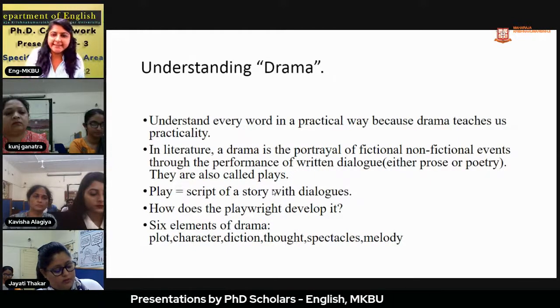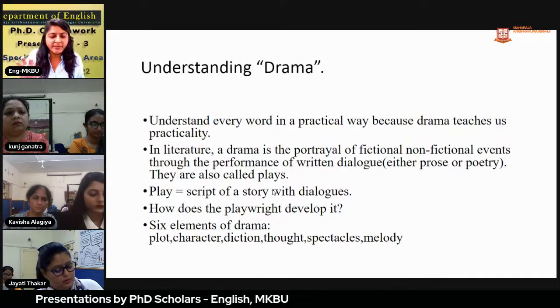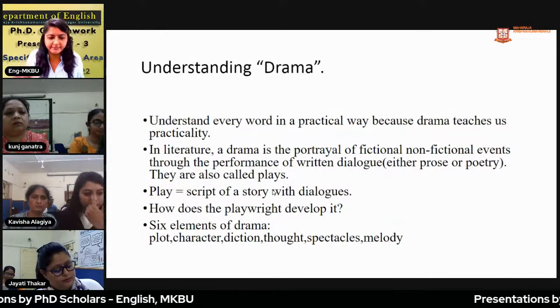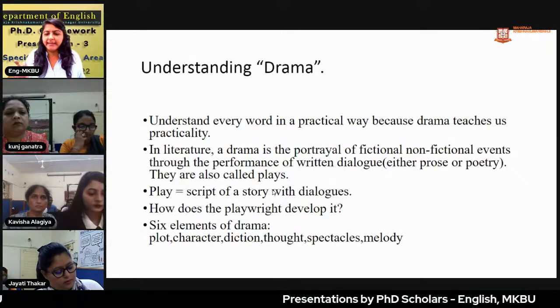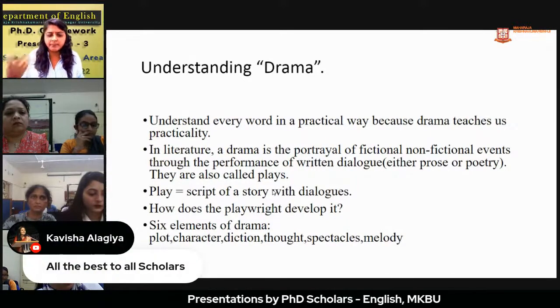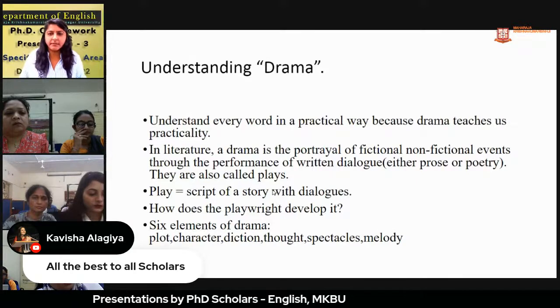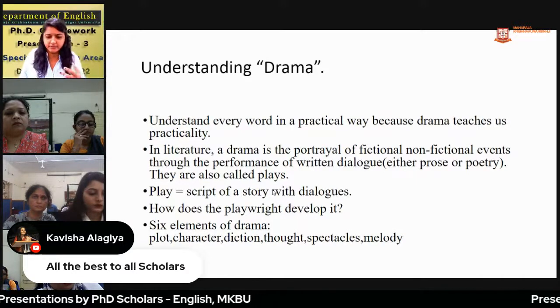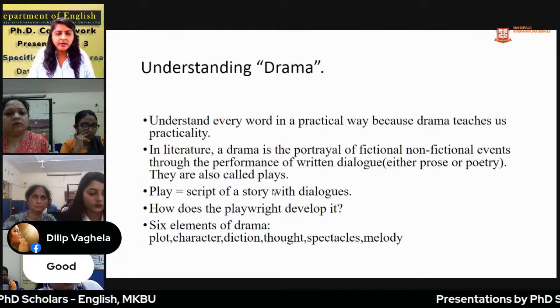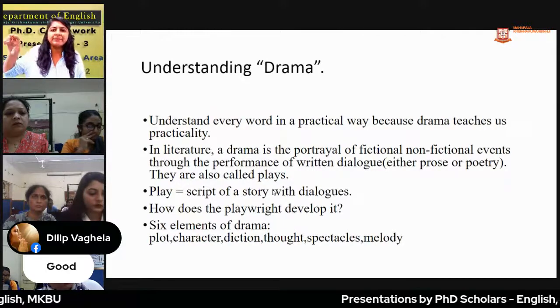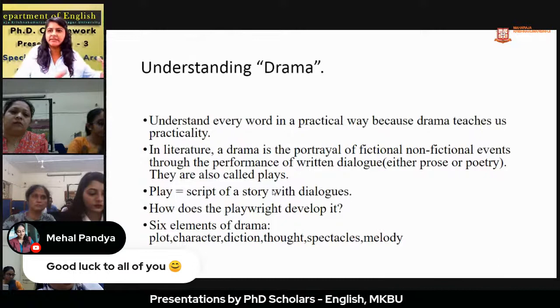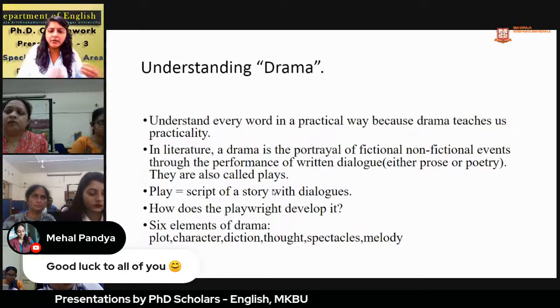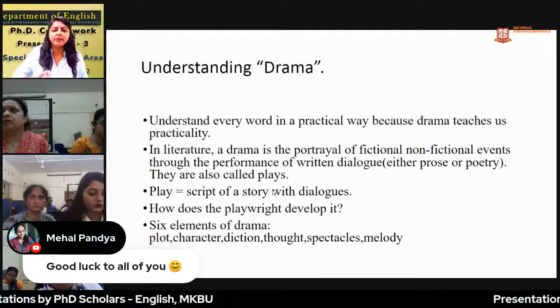So, in literature, a drama is the portrayal of fictional or non-fictional events through the performance of written dialogues. It can be either poetry or prose. They are also called plays. So, when we talk about drama or play, the script comes to our mind, like a movie script or any other, because in all these genres we have dialogues in common.